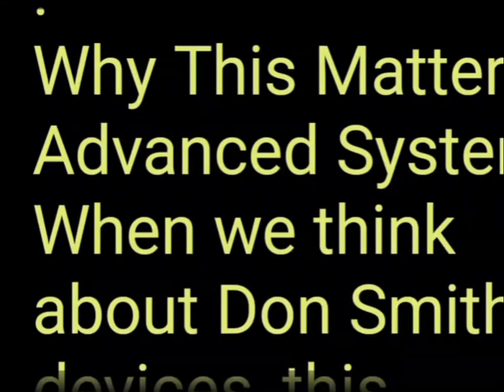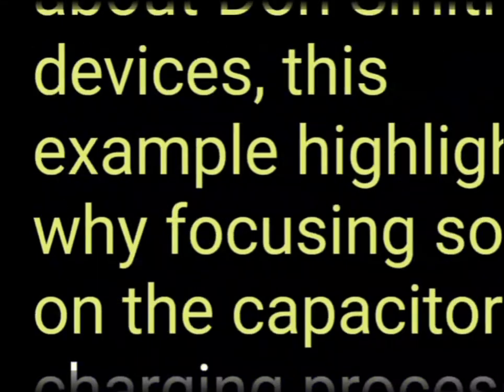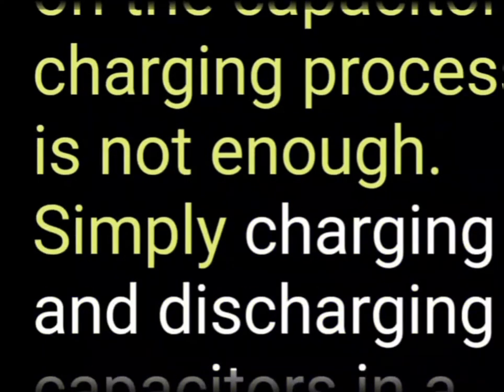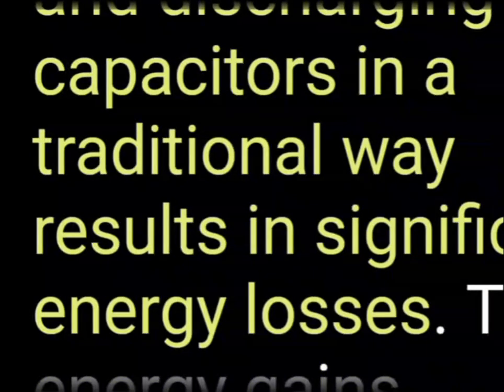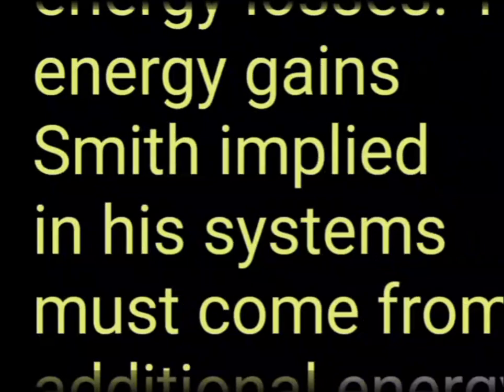Why this matters in advanced systems. When we think about Don Smith's devices, this example highlights why focusing solely on the capacitor's charging process is not enough. Simply charging and discharging capacitors in a traditional way results in significant energy losses. The energy gains Smith implied in his systems must come from additional energy sources or coupling mechanisms that offset these inherent losses. Chapter 3 continued.